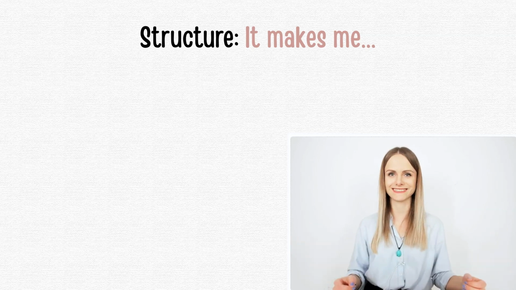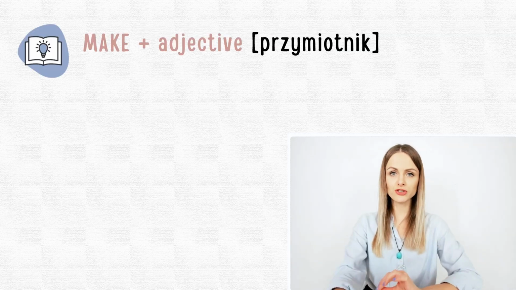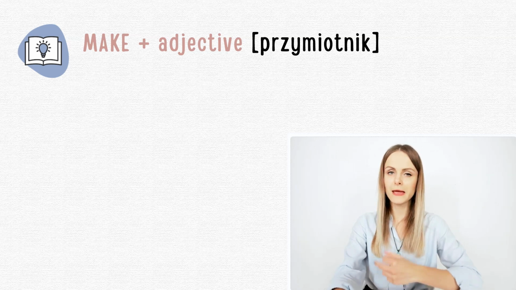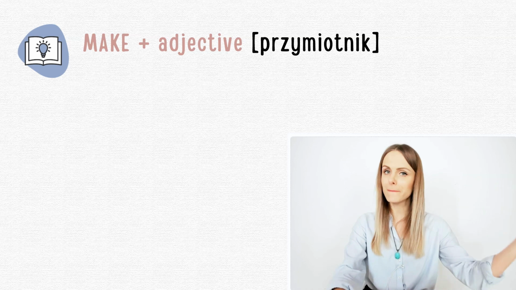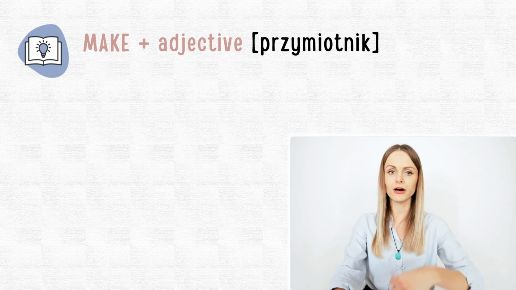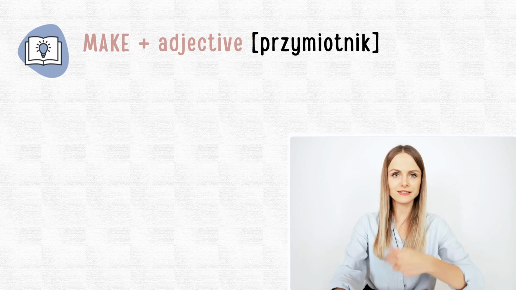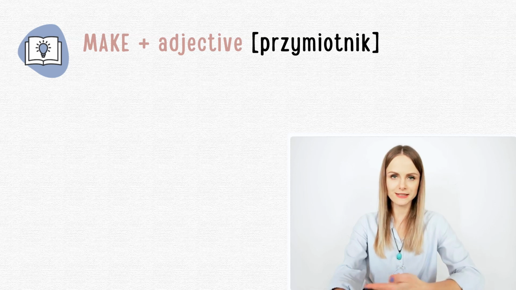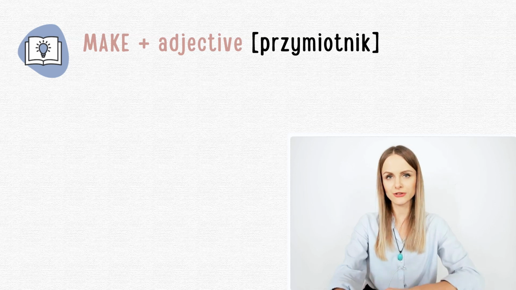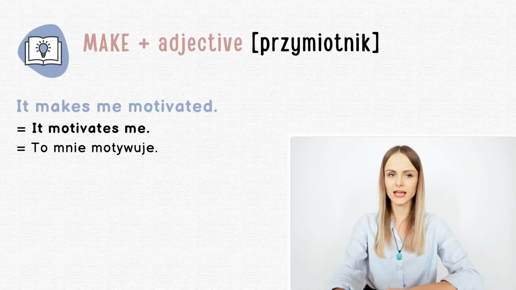Let's get started. So first of all, I'm going to show you this slightly easier use of this structure, namely this verb make is going to be followed by an adjective. Adjective, I mean happy, easy, difficult, and so on and so on. I guess you can learn how to use this structure in practice by simply having a look at the examples I've prepared. The first one, it makes me motivated.